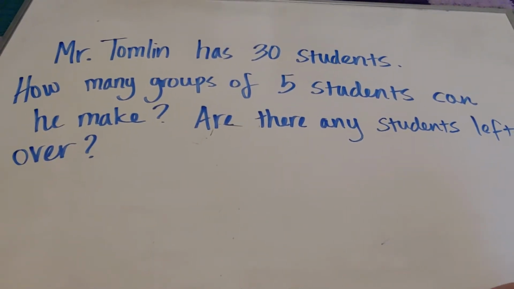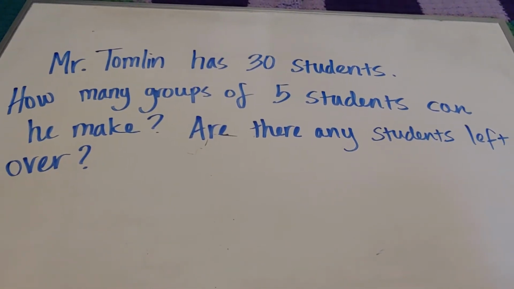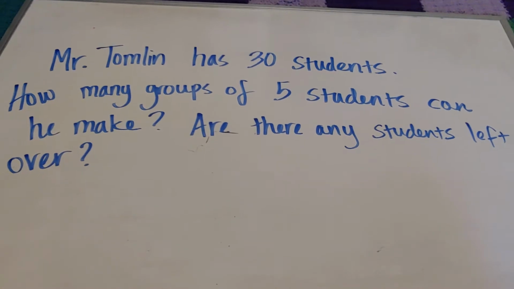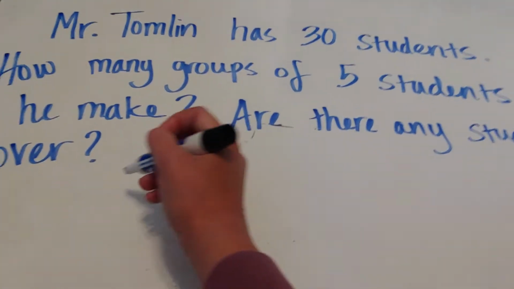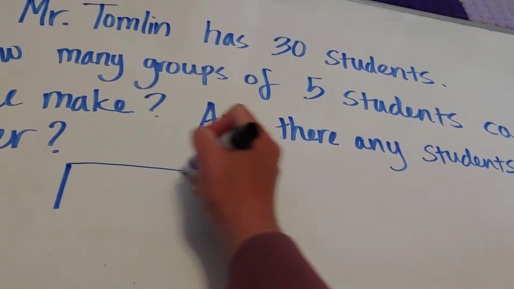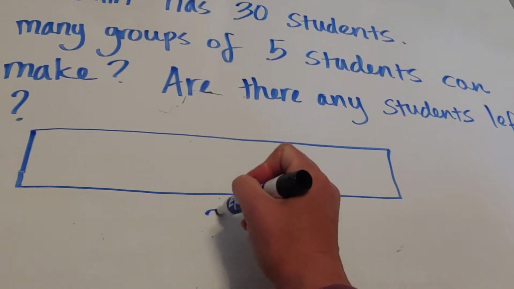Okay, now of course, you guys are adults. You see 30 divided by 5, there are 6 groups. Great job. But we want to talk about how to illustrate this for students using a tape diagram. So we're going to use that long rectangle, and that long rectangle represents 30.